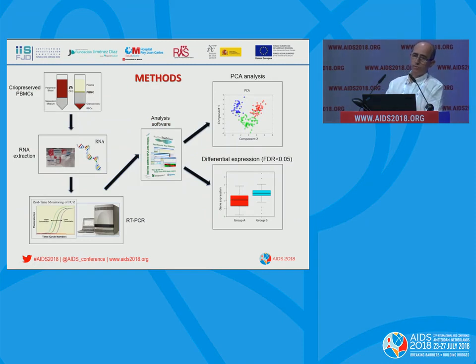We started from cryopreserved PBMCs, extracted RNA using a commercial assay, and then quantified the level of expression of 43 different genes by RT-PCR, and used the analysis software StatMiner to analyze the raw data from the RT-PCR machine, and undertook 2 different statistical approaches. One was a principal component analysis to test the ability of the gene expression profile to discriminate between a group of patients or between different time point samples, and the other was differential expression, analyzing each single gene and the differences between groups or time points, establishing a false discovery rate of 0.05.